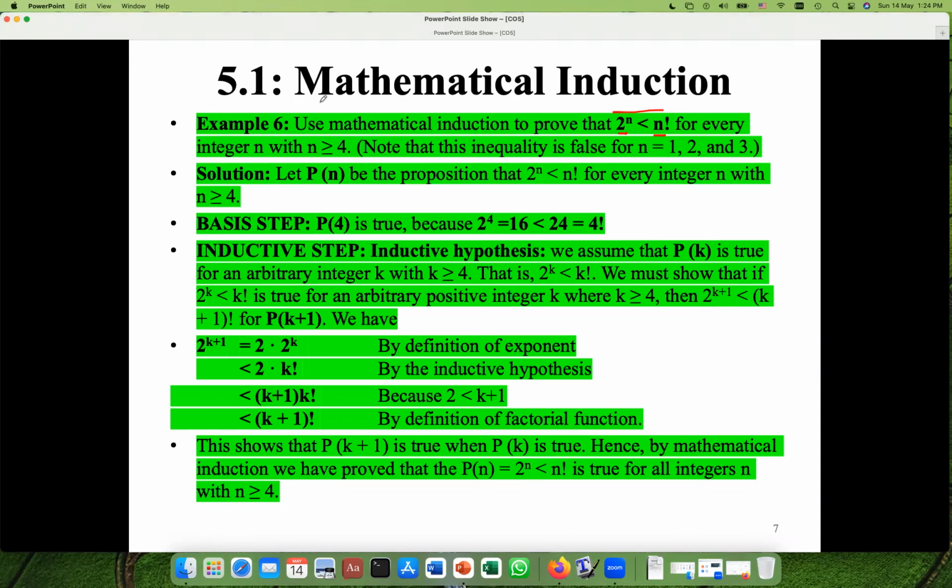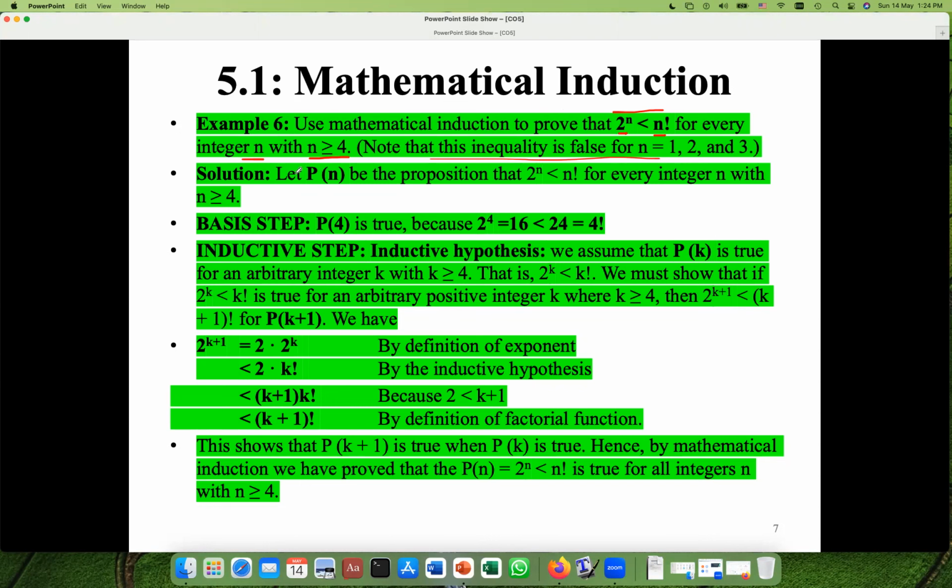So example 6, use mathematical induction to prove that 2 raised to the power n is less than n factorial, for every integer n. You always have the domain of positive integers, here for every integer n with n greater than or equal to 4. So now the starting value for your n is 4, and then it can be greater. This is what is written here.